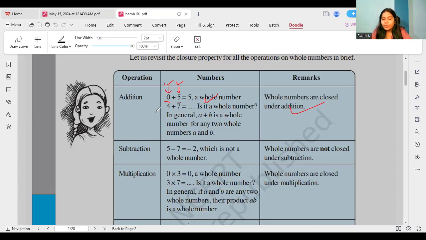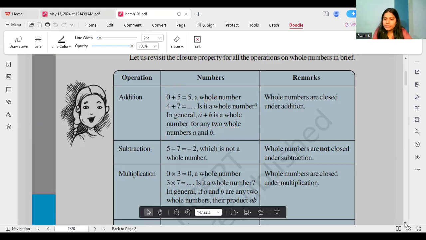Right? Now if you want to prove something wrong, you should give one counter example. For example, I'm saying that this is correct, and you think that no, this is not correct, then you give me one example where it will not be satisfied, then you are done. But you will not be able to give any counter example in this case. That is why whole numbers are closed under addition. Next, 4 plus 7. Is 4 a whole number? Yes. Is 7 a whole number? Yes. Is the answer a whole number? Yes. So in general, a plus b is a whole number for any two whole numbers a and b. That is why the whole numbers are closed under addition.